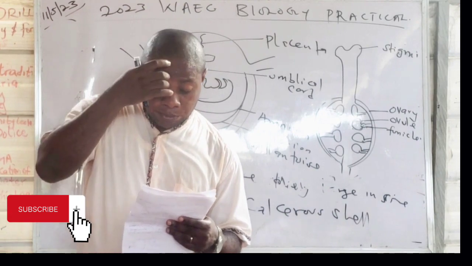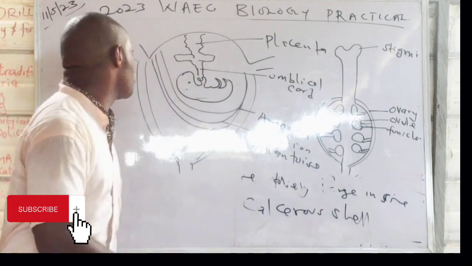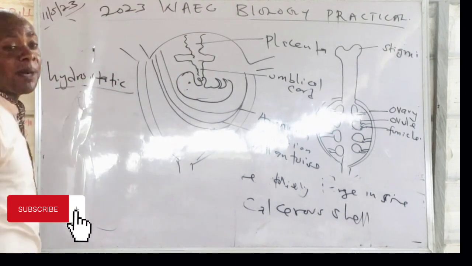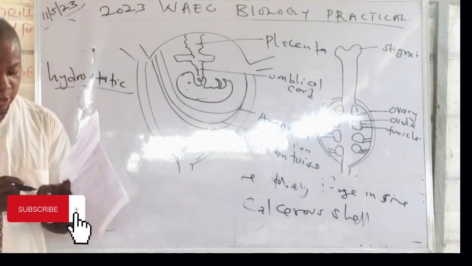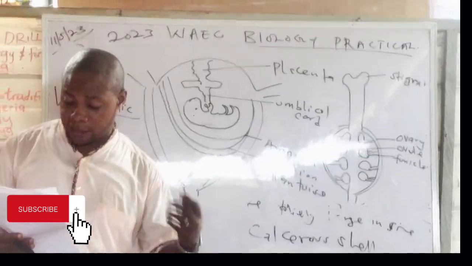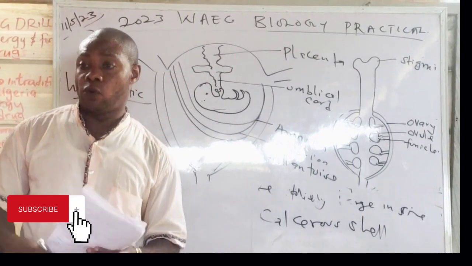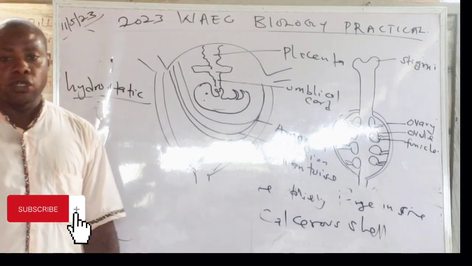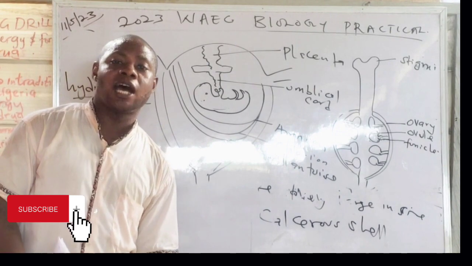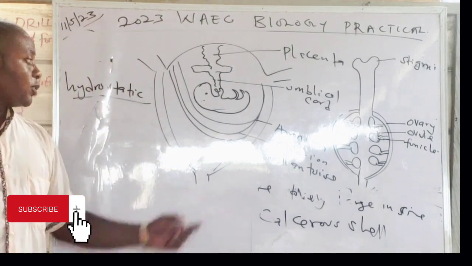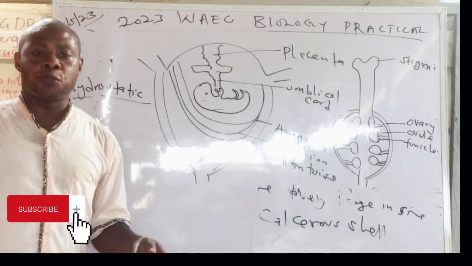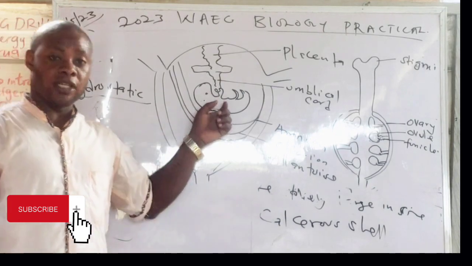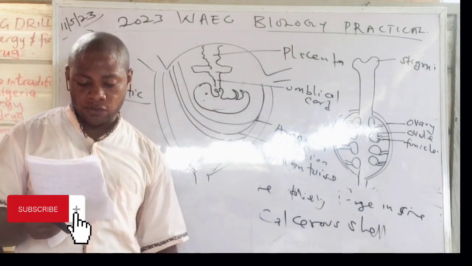Number 2, provide hydrostatic protection. Do I need to write hydrostatic on the board? Hydrostatic. Or am I too fast? Hope you are getting it. Yes, they provide hydrostatic protection, shock absorber for the fetus. Now let us look at the chorion. The chorion also has a protective function for the fetus. The chorion is in the middle. It also provides protection and shape for the fetus.